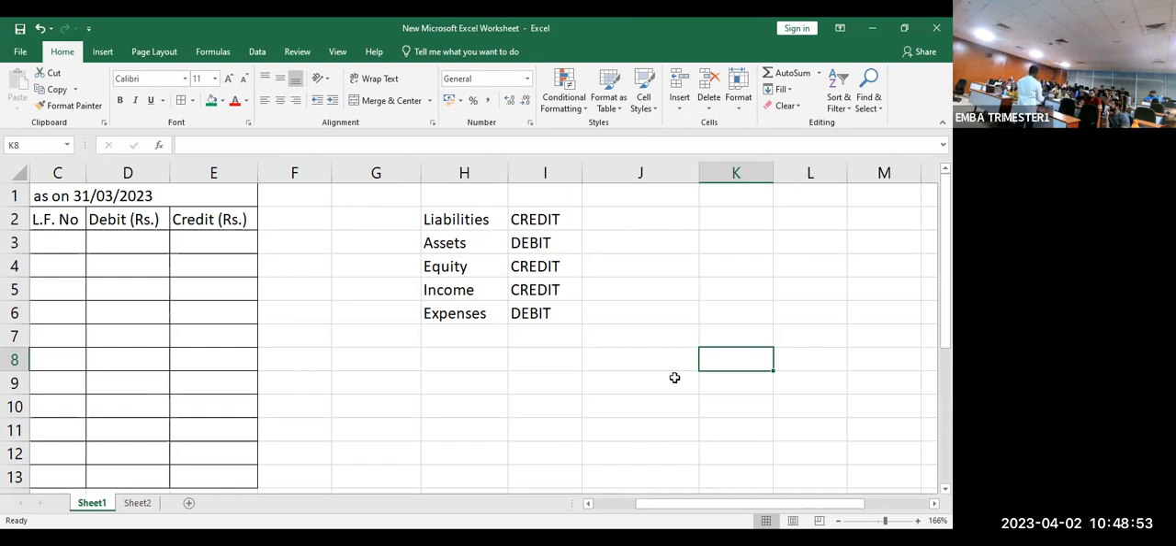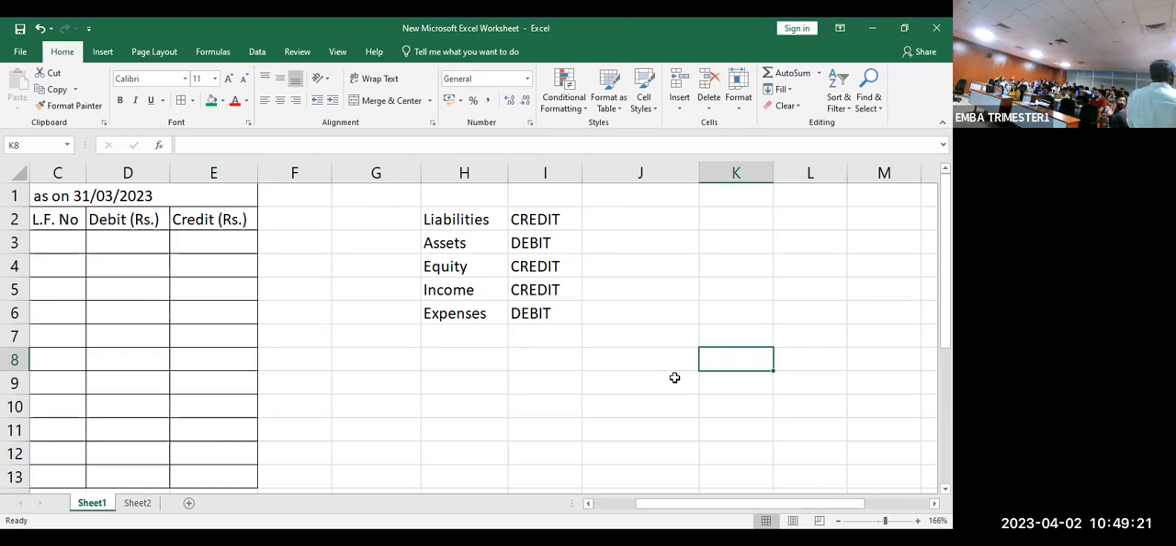Sir, received, not received. Even if not received, it is asset only. Receivable. Received is income. What he received is asset. Still receivable is asset. Yes. I did not tell income and asset are the same. I told you income creates assets.